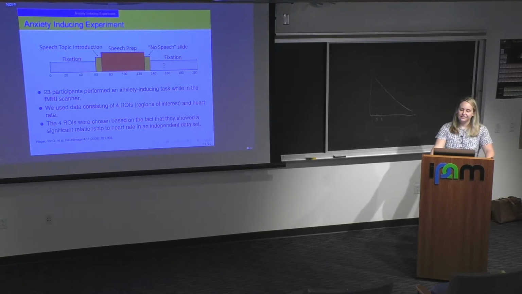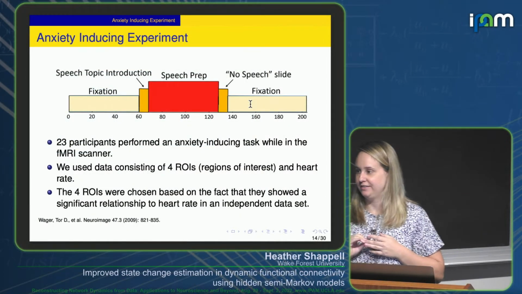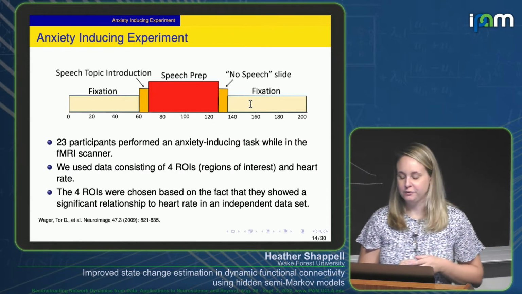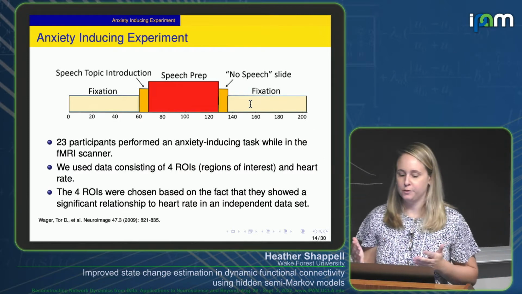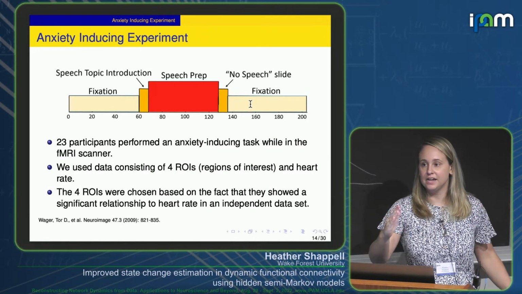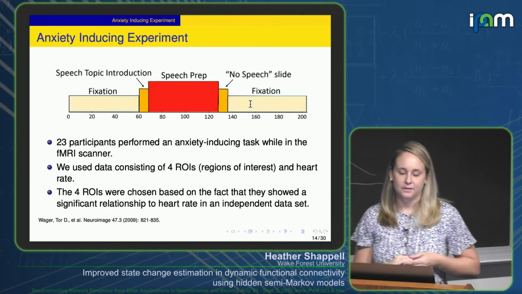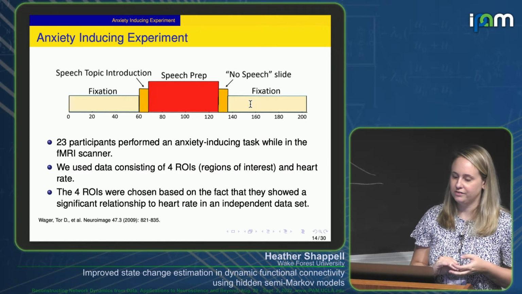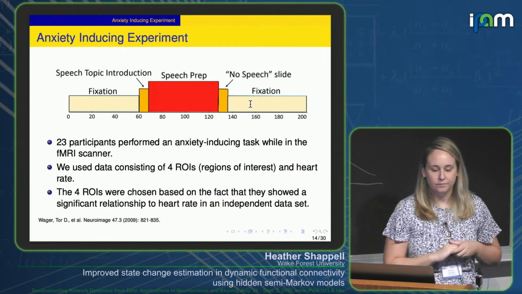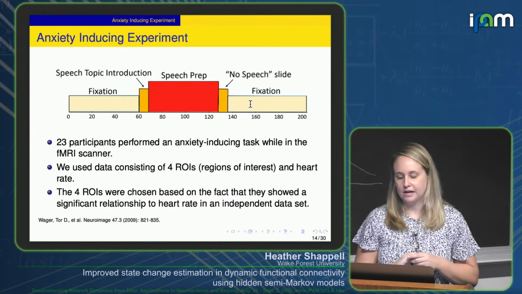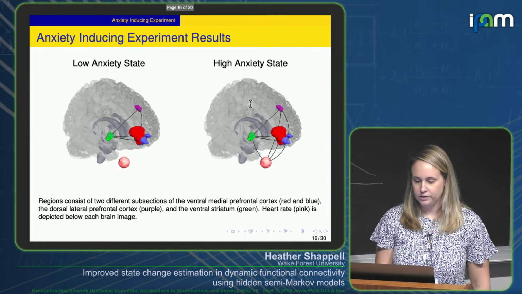So, again, this is just sort of a sanity check. We only used 4 regions of interest in the brain. This is not supposed to be anything groundbreaking here. We just wanted to see if our hidden semi-Markov model can actually pick up on the switching at the appropriate times. We were hoping to see non-anxiety, and then all of a sudden an anxiety state, and then non-anxiety again. So we used 4 regions of interest, and then heart rate as sort of a dummy region. The 4 regions were chosen based on the fact that they showed a significant relationship with heart rate in another data set.